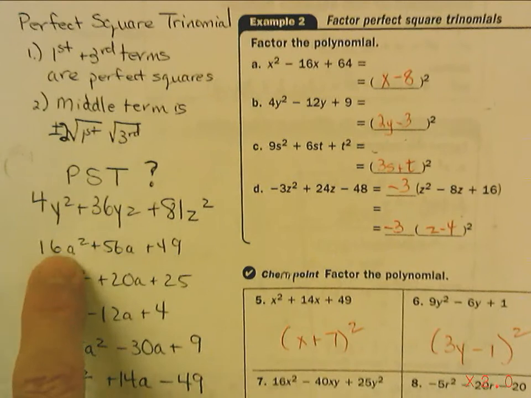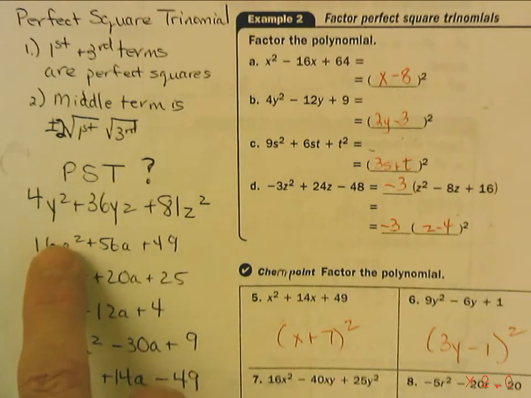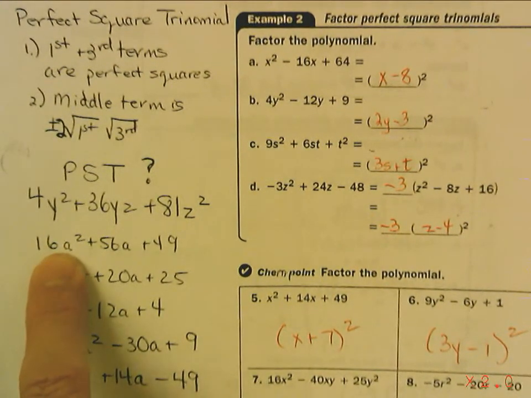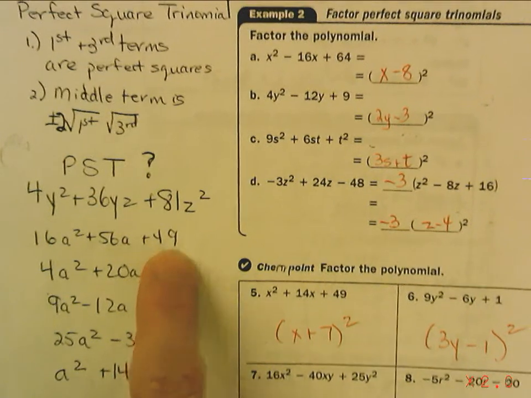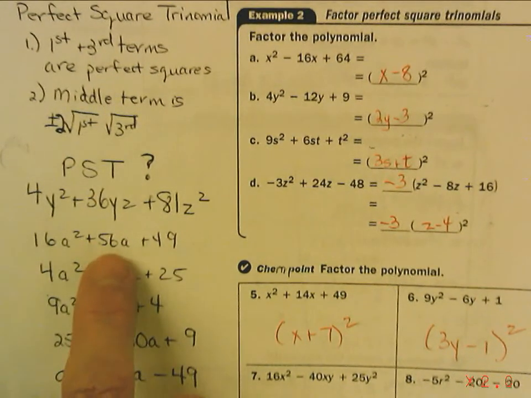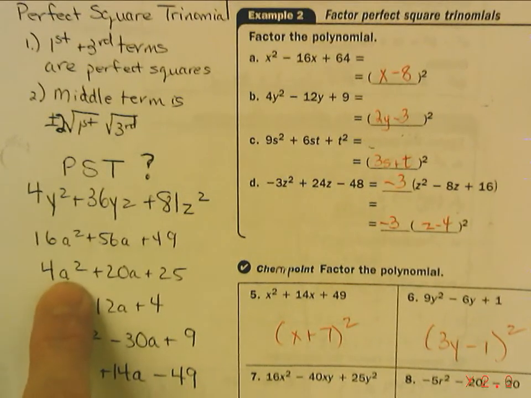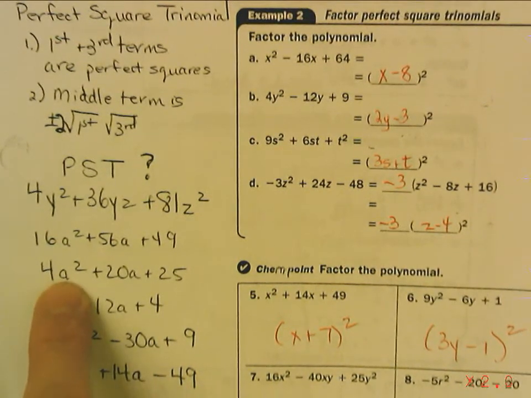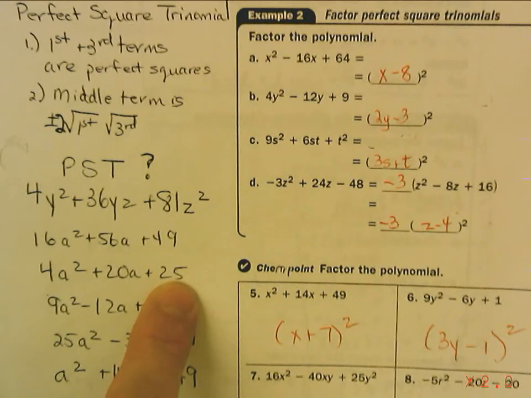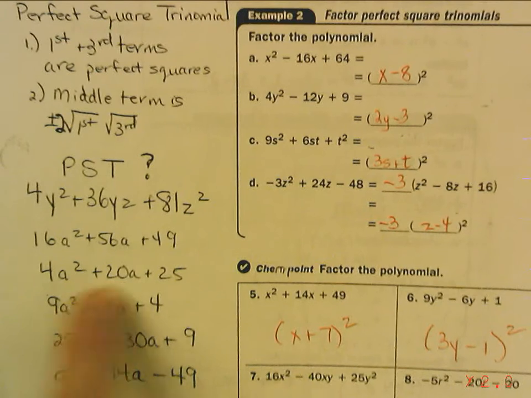This is a perfect square. This is a perfect square. Square root of the first is 4a. Square root of the last is 7. 4a times 7 is 28a. Double it, I get 56a. Let's look at this one. 4a squared. Square root is 2a. Square root of this is 5. 2a times 5 is 10a. Double it, we get 20a.